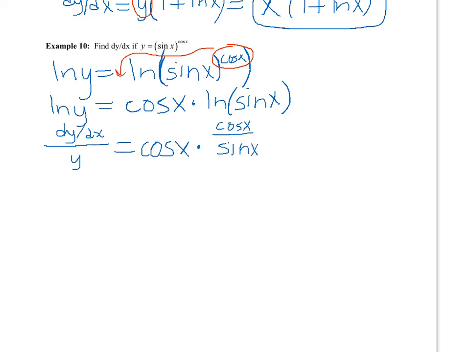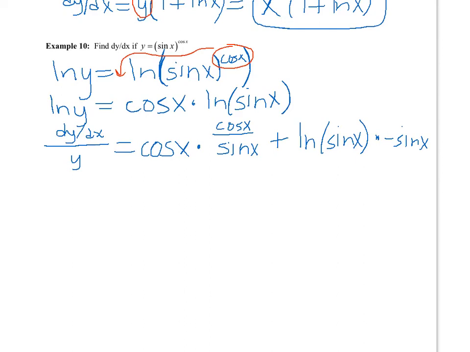So first times the derivative of the second, now we go plus the second, natural log of the sine of x, times the derivative of the first, and the derivative of the cosine of x is the negative sine of x. All right. We can clean this up just a little bit, actually, not too much.